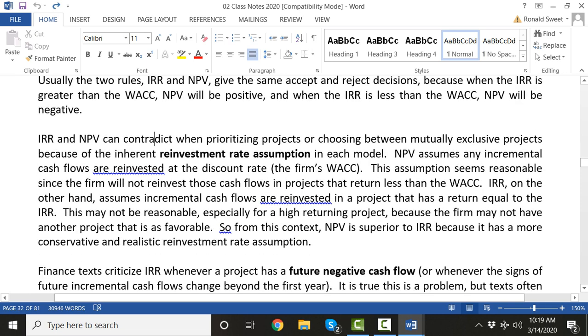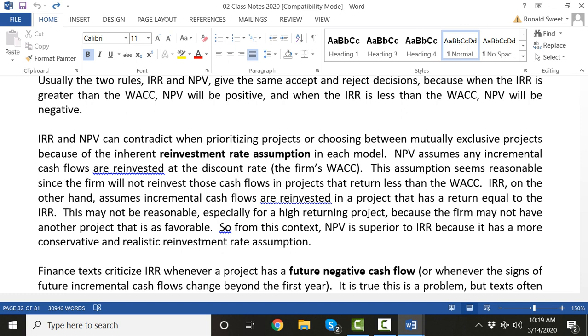These are important to understand: internal rate of return and net present value do have some issues. Net present value is the more pure and more reliable of the two to use. Most textbooks would say net present value, always use it and throw out internal rate of return or use it as a secondary tool. I do agree net present value is a better tool than internal rate of return because of the reinvestment rate assumption.